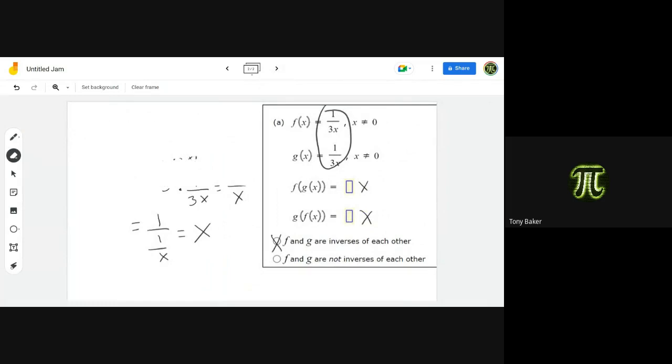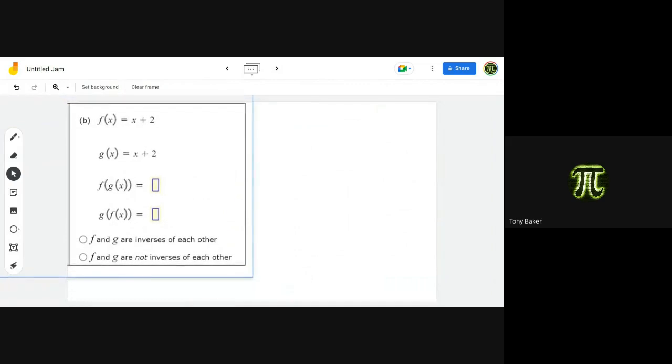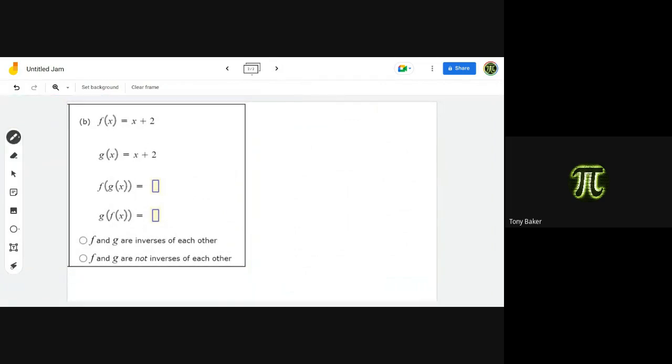So it has to equal the variable x. It has to equal exactly the variable x. It's not that it equals the same thing. It has to equal x. There are situations where you'll get the two problems come out to be exactly the same thing. They'll equal x plus 2 and x plus 2, or whatever it happens to be. Or they'll equal negative x and negative x. Those are not inverses. It has to be exactly x.